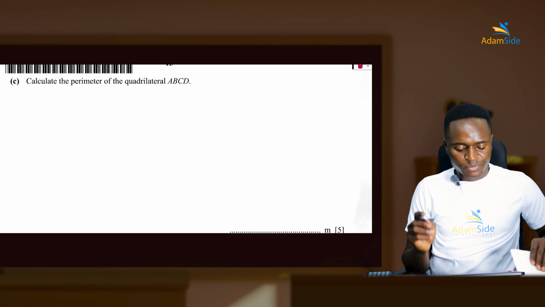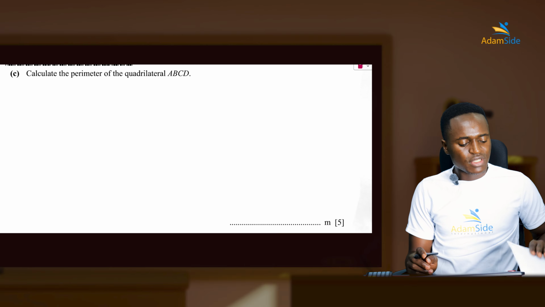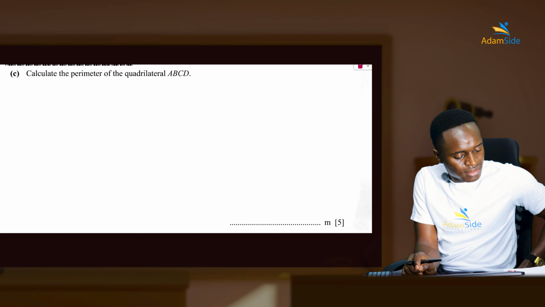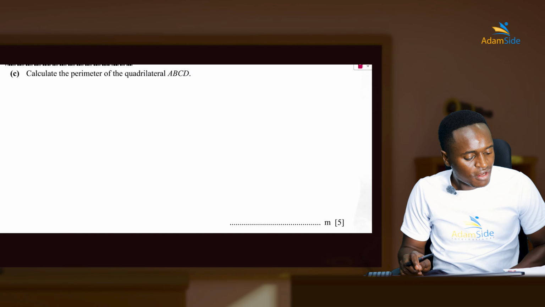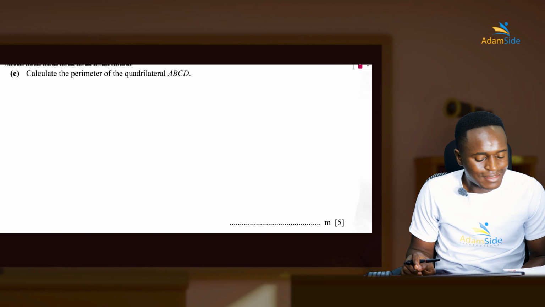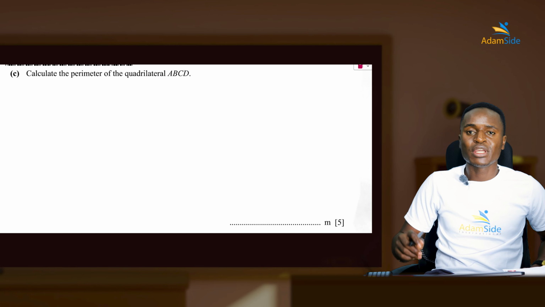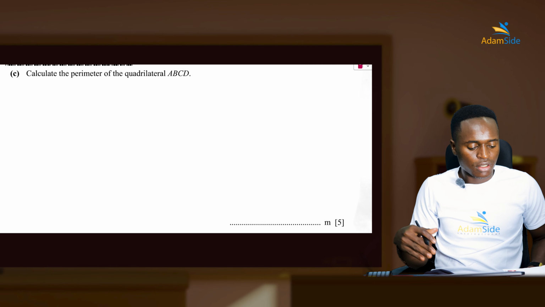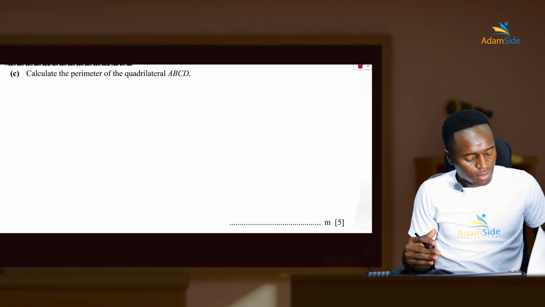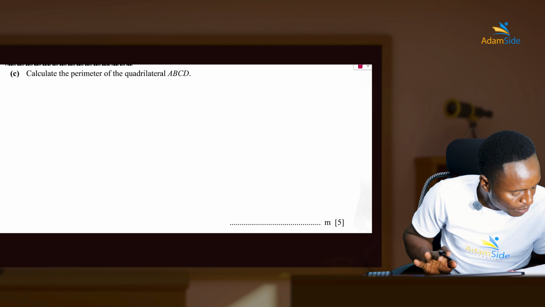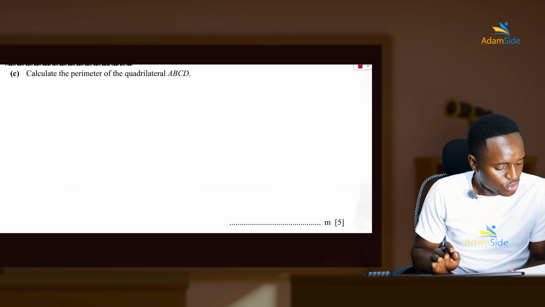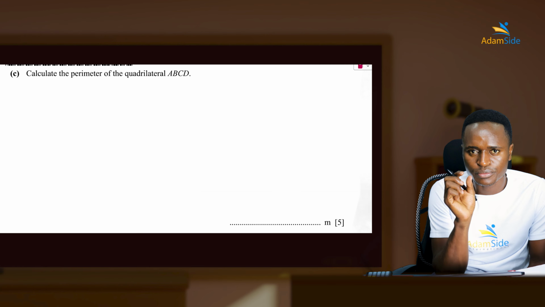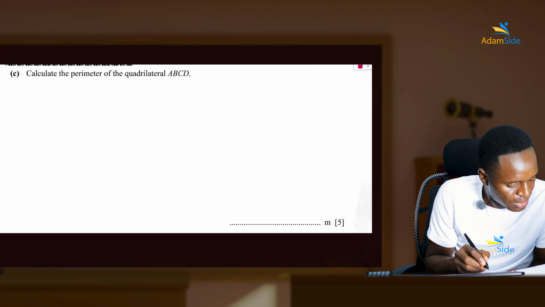Question C. Calculate the perimeter of the quadrilateral ABCD. So to get the perimeter, we have to get AD and also BC, because perimeter is the total distance around the given shape. So we have to get BC, and to get BC, we're going to use the cosine rule, because this is the tricky part.